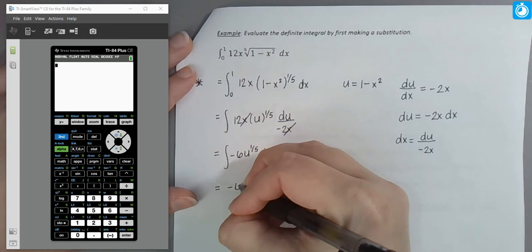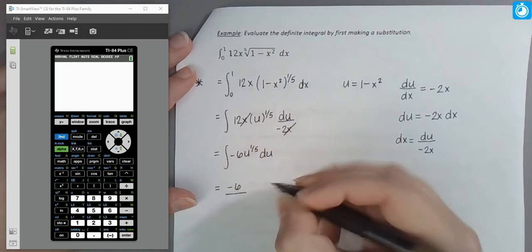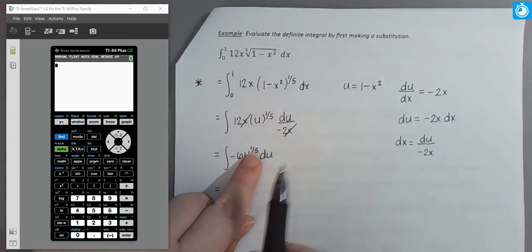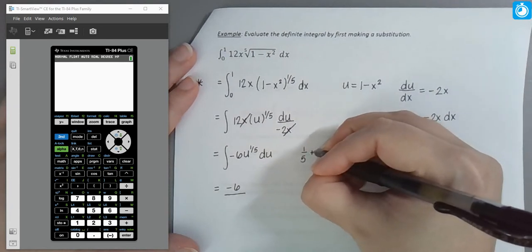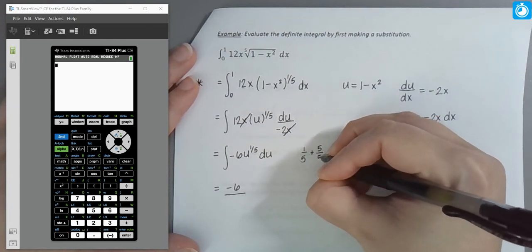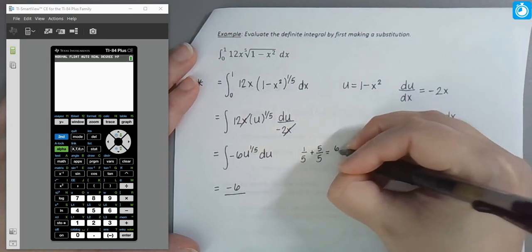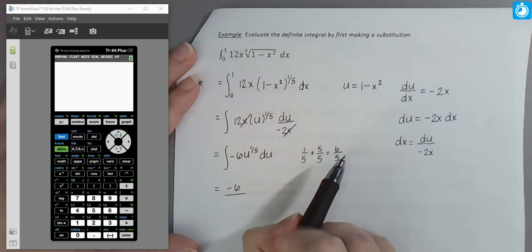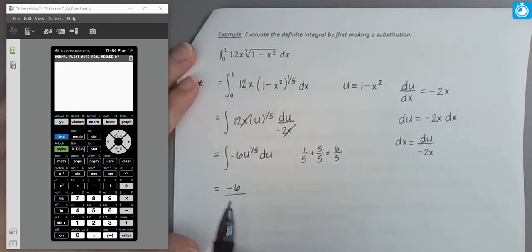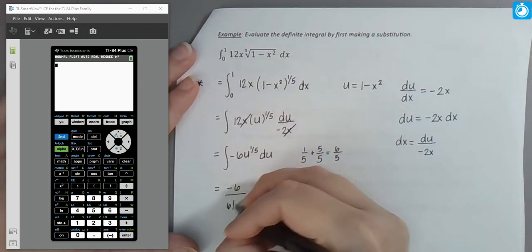So we have negative 6. Now we're dividing by the new exponent. So if we were to take 1/5 and increase it by 1, that's the same thing as adding on 5 over 5, which is going to give us 6 over 5. Okay, so that's going to be the new exponent. We are dividing by that new exponent.